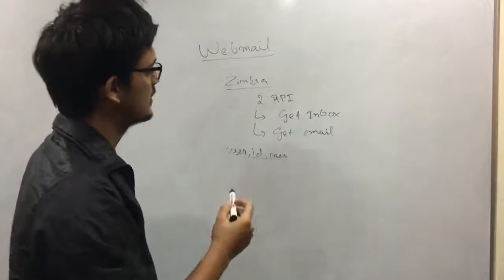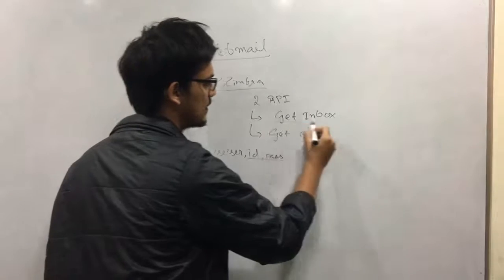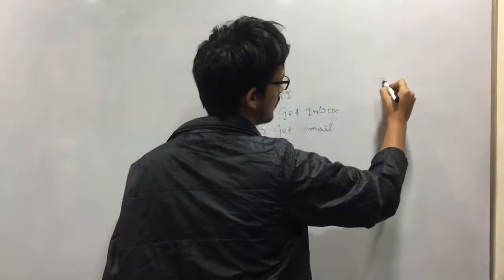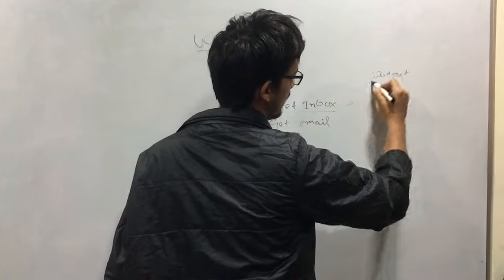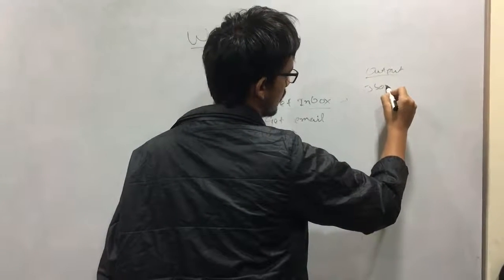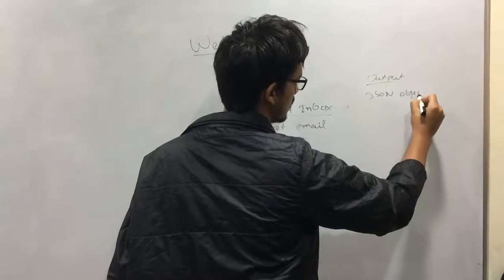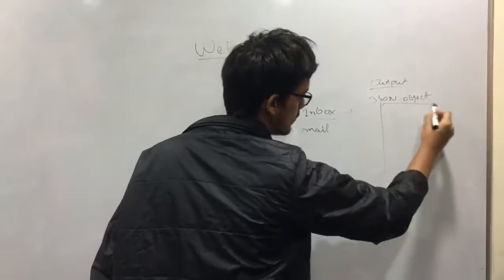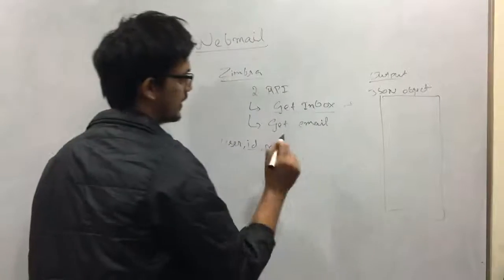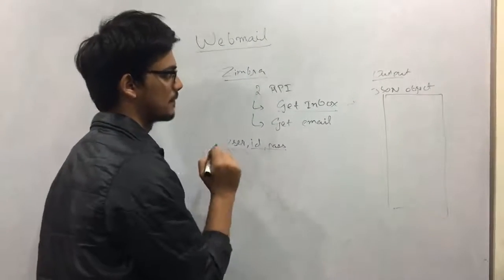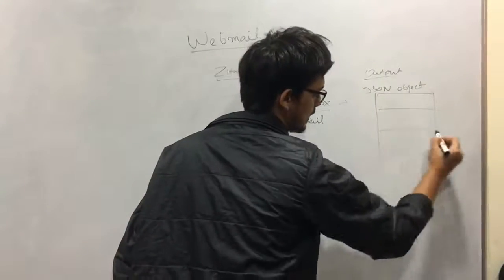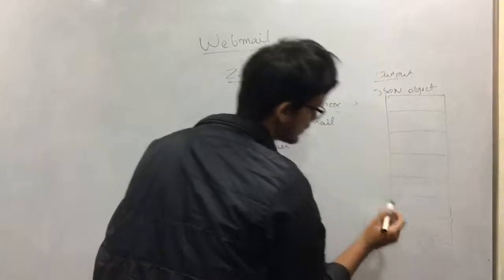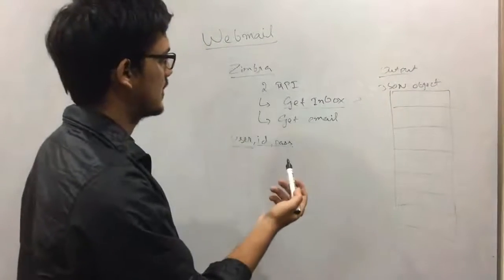So what we are going to test is the get inbox API, and if it returns the correct output, the output should be a JSON object which will have a list of all the emails in this user's inbox. So if the inbox is returning the correct items, then we'll consider that this test case passes.